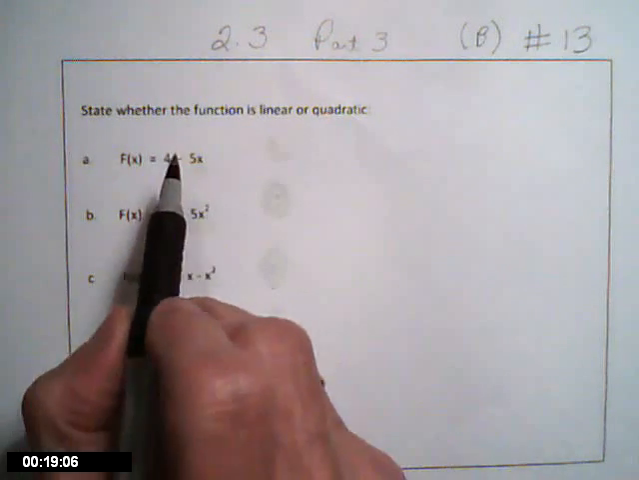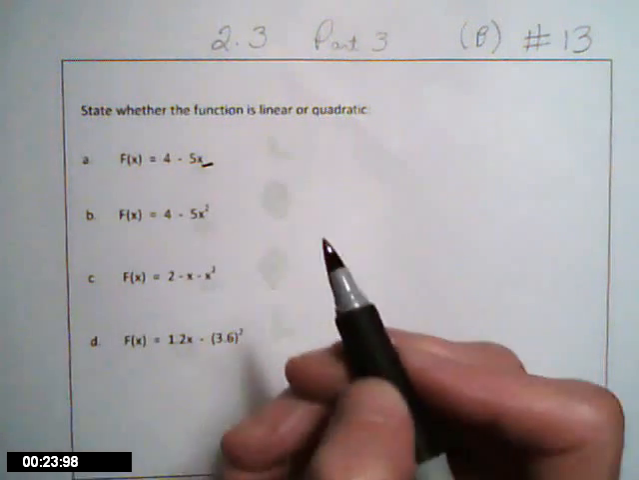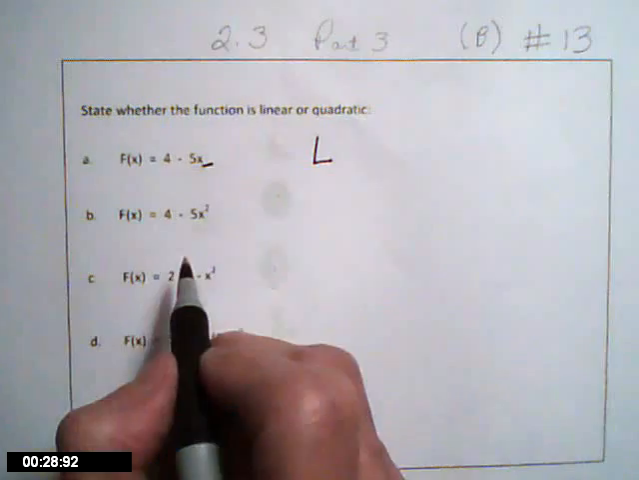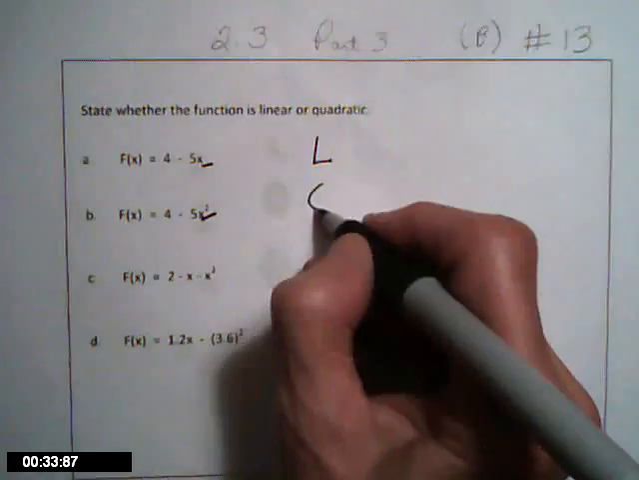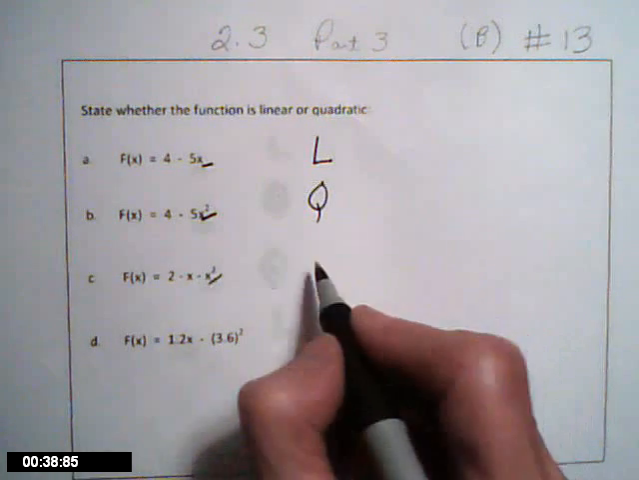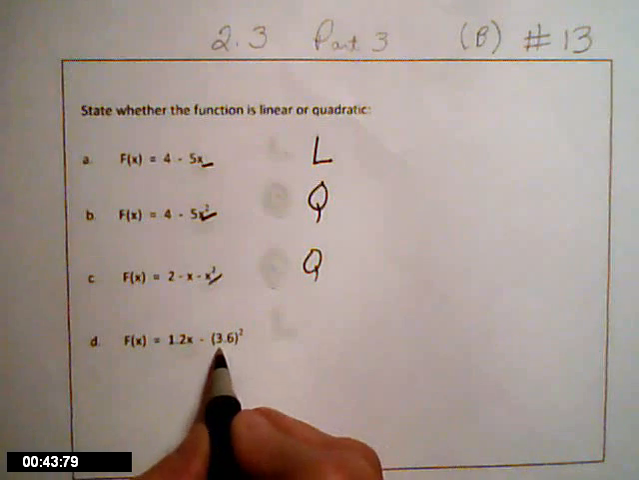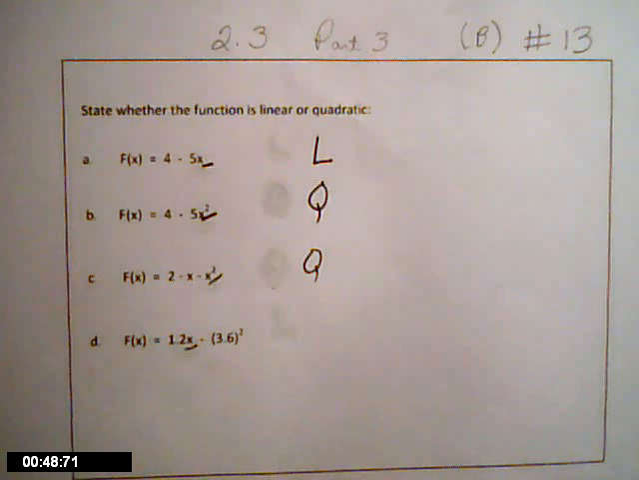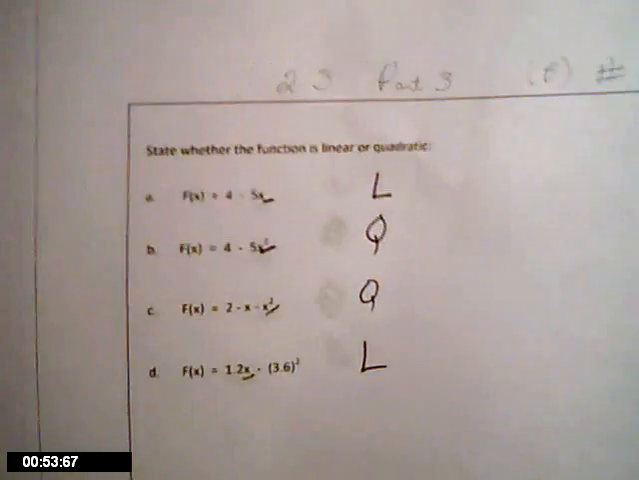In problem A, look at your function. It's 4 minus 5x. If you look at that x, it's to the first power. This is a linear function. B, you have x squared, x to the second power, that's going to be quadratic. Part C, you have an x squared, that's going to be quadratic. Now in D, you have a squared term, but it's a number squared. Look at your x term, it is to the first power, therefore this is going to be a linear function.